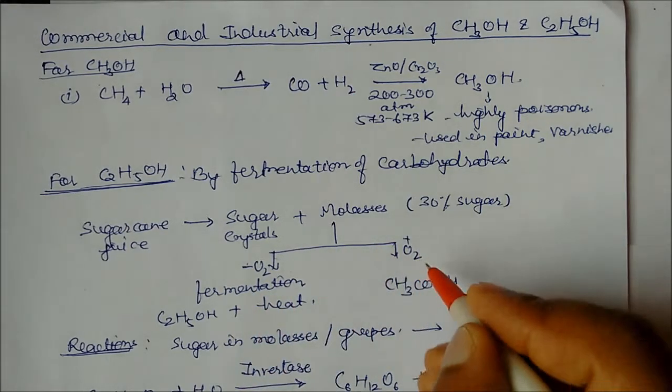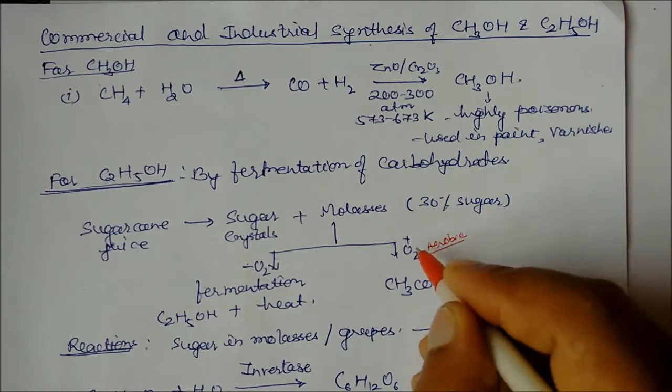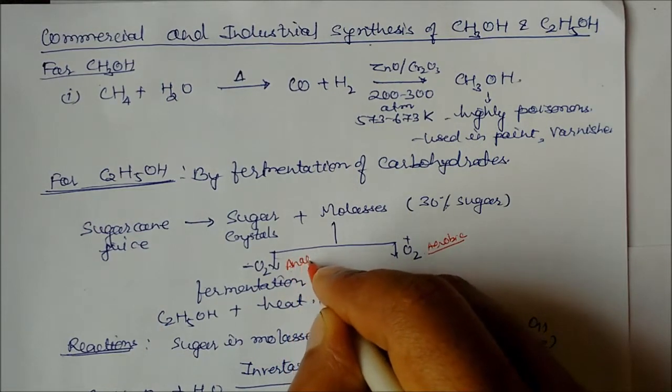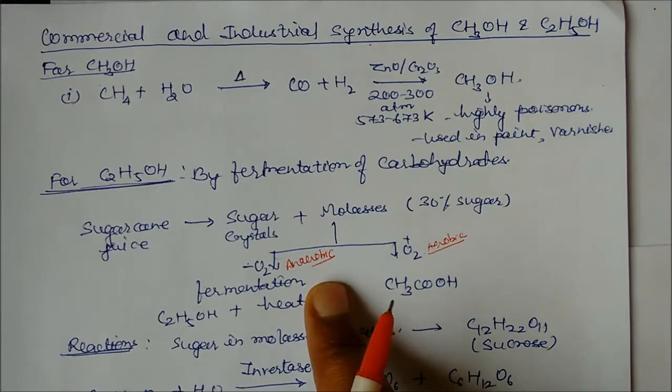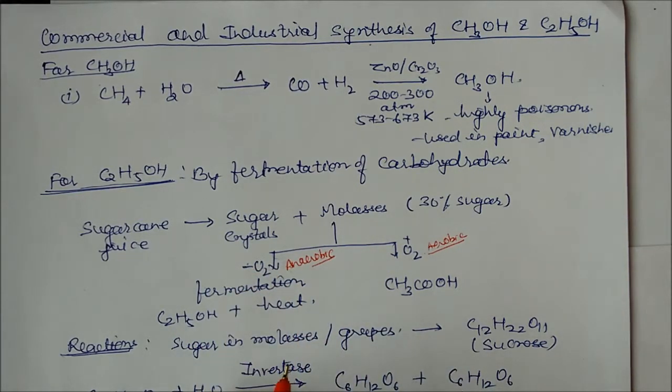One is aerobic respiration: if you give sufficient air it will convert into acetic acid. The other is anaerobic respiration: if you give a limited supply of air, it will ferment and convert into ethanol plus heat. So this is an exothermic reaction.